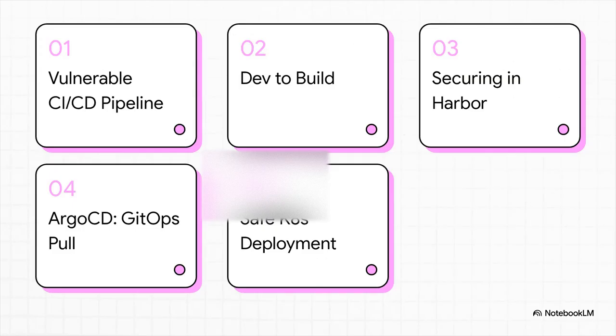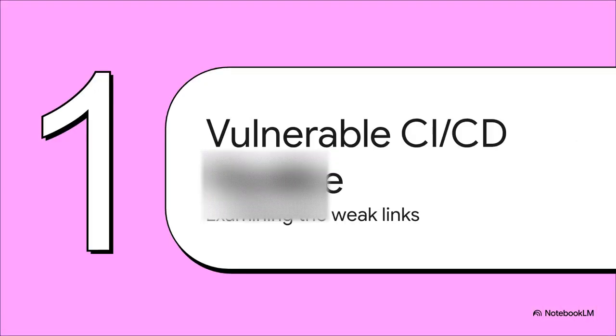So to make sure that never happens to you, today's agenda covers: 1. The vulnerable CI/CD pipeline, 2. First hops, developer to build, 3. Securing artifacts in Harbor, 4. ArgoCD, the GitOps poll, and finally, 5. Safe deployment in Kubernetes. Okay, let's jump straight into section 1, the vulnerable CI/CD pipeline.